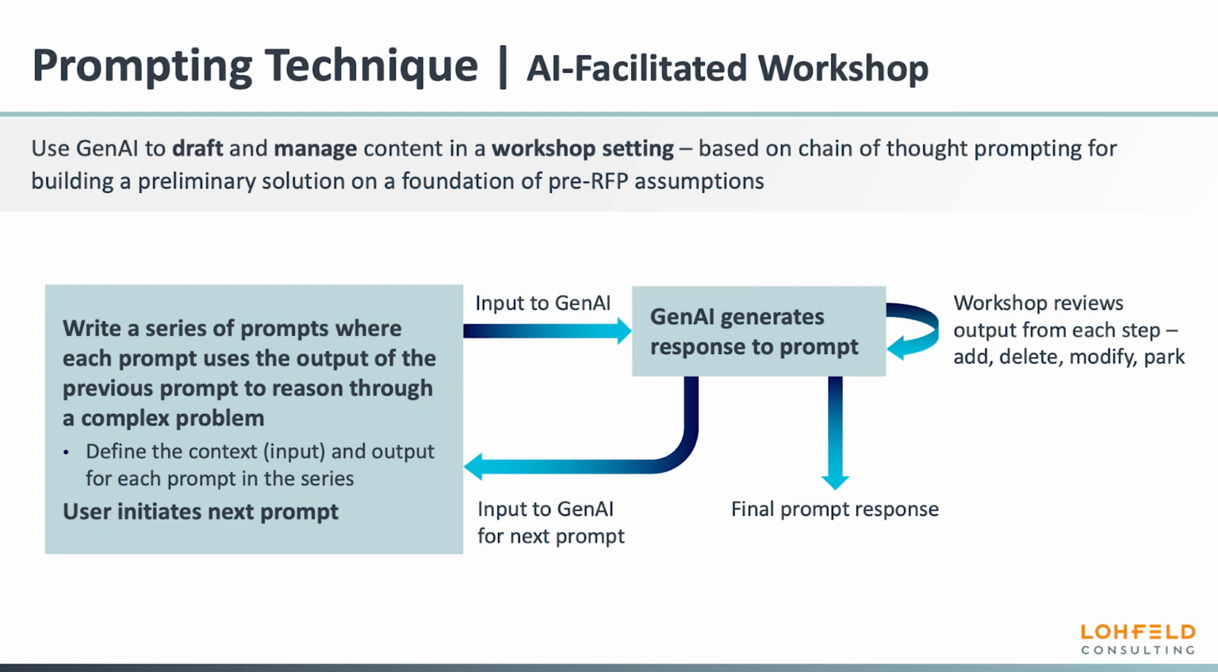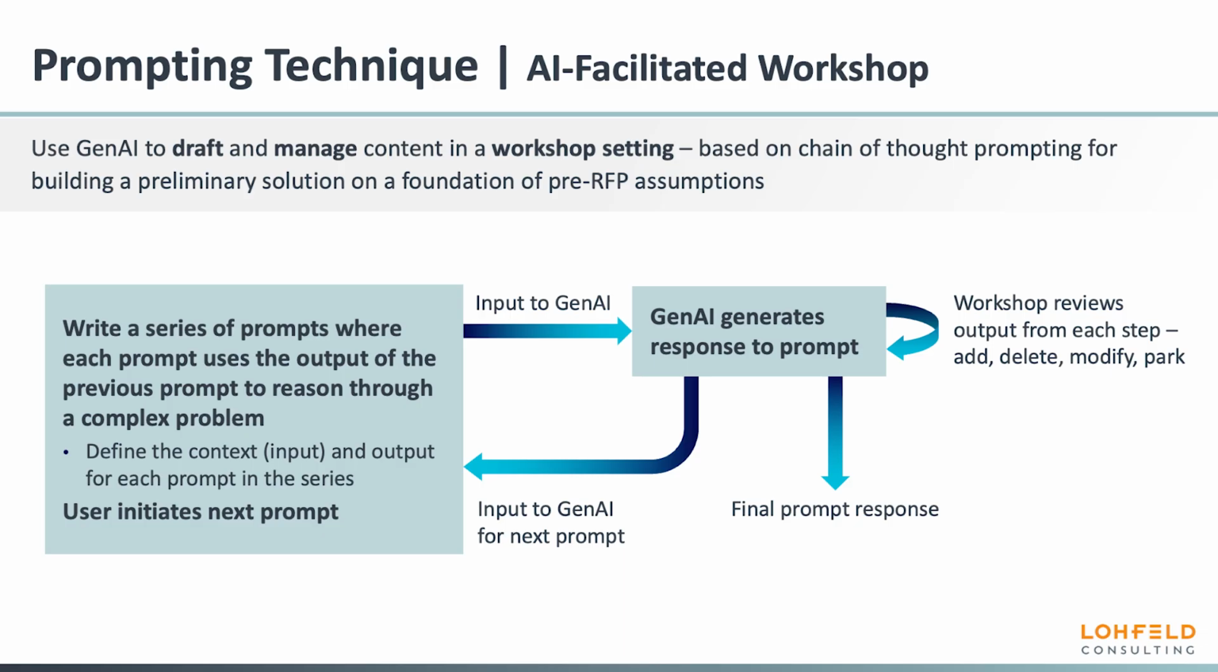So the prompting technique you could use here, and I say could, it's not mandatory, is you can draft and manage content in a workshop setting. You have a view screen up, you have the AI online and shown on the view screen. You do this based on chain of thought prompting, which we've talked about a little bit before. You should plan ahead a series of prompts that are designed to walk the attendees at the workshop through a process to solve a complex problem.